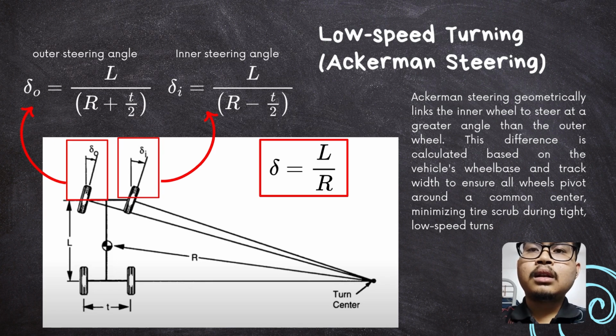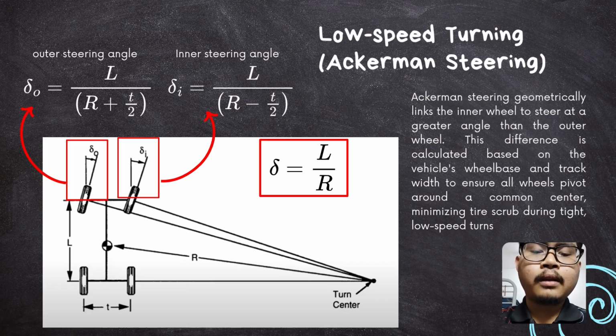For theta O, it is equivalent to L over R plus T over 2, while theta I is equivalent to L over R minus T over 2. Theta is the steering angle. L represents the distance from the front to the rear tire. R is the turn center to the center of gravity of the vehicle, and T is the distance from the left tire to the right tire. This difference is calculated based on the vehicle wheelbase and the track width to ensure all wheels pivot around a common center, minimizing tire scrub during a low speed turn.